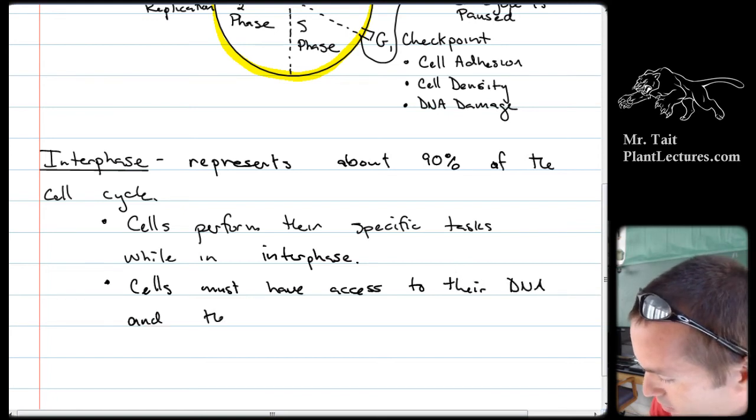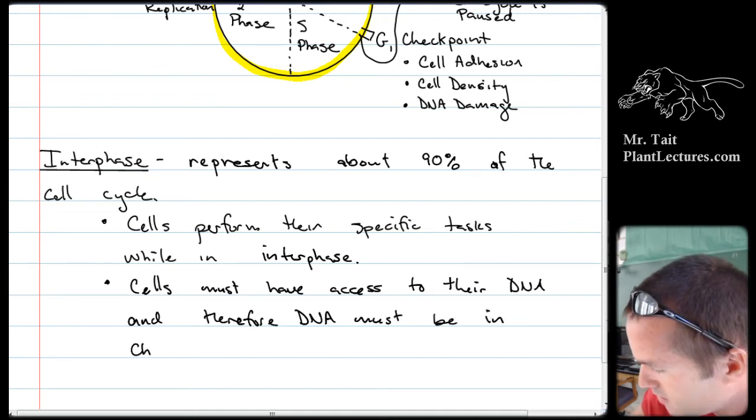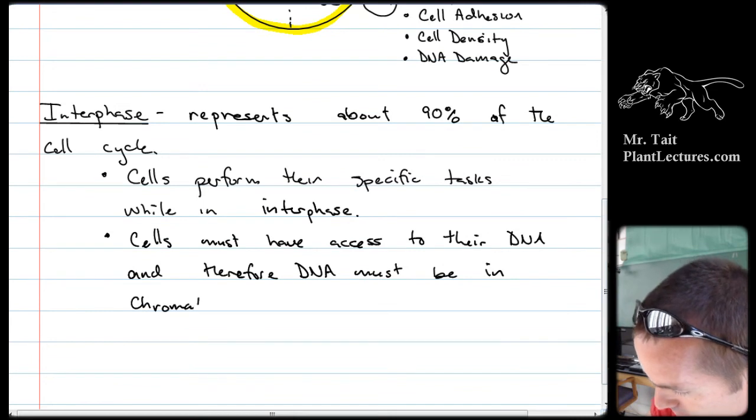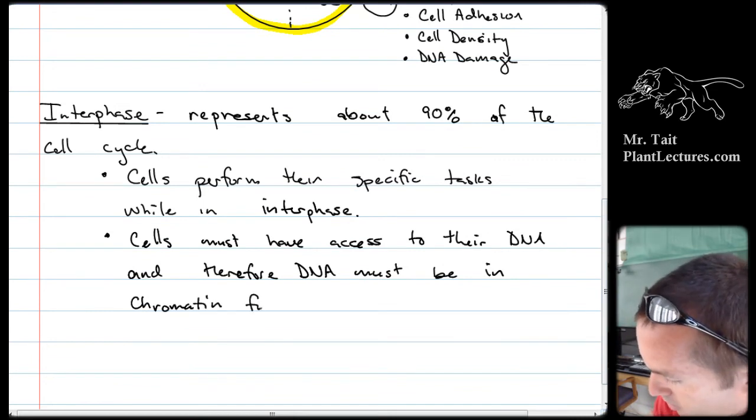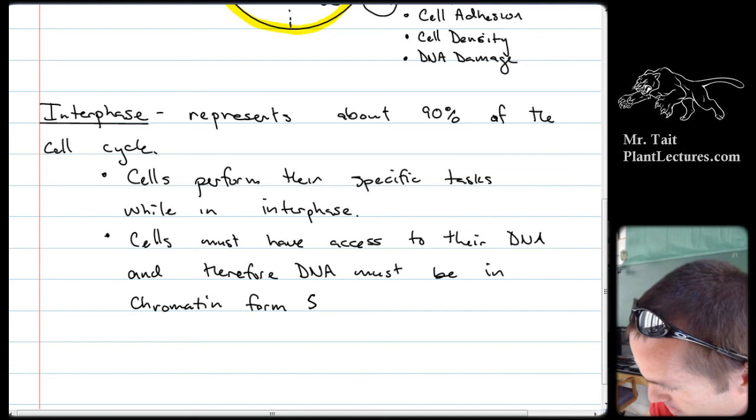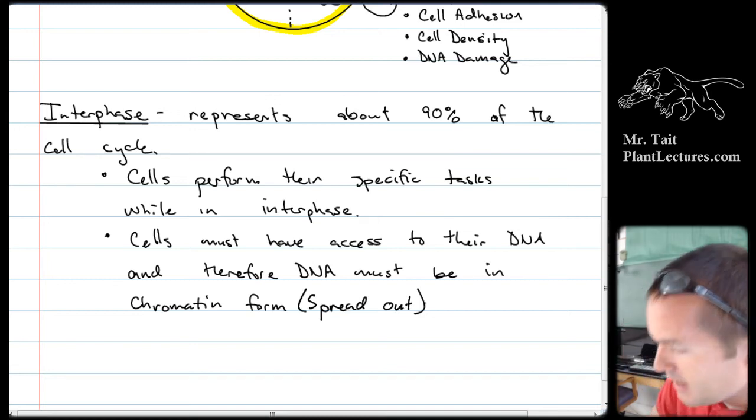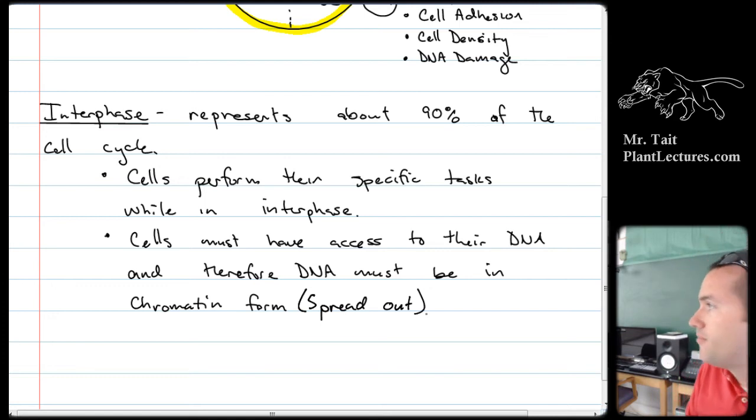And therefore, DNA must be in chromatin form, which is spread out. Okay? And this is in contrast to chromosome form. Chromosome forms are all clumped together. All the DNA gets clumped together then.